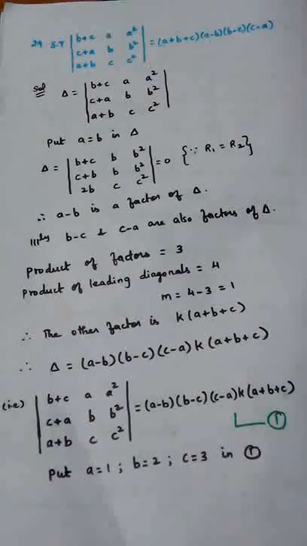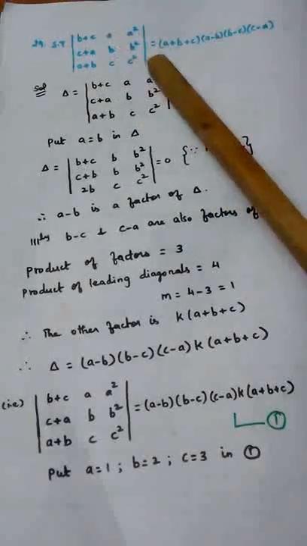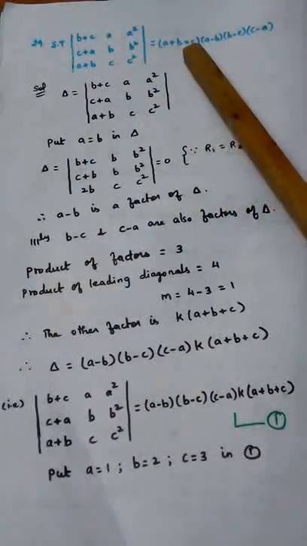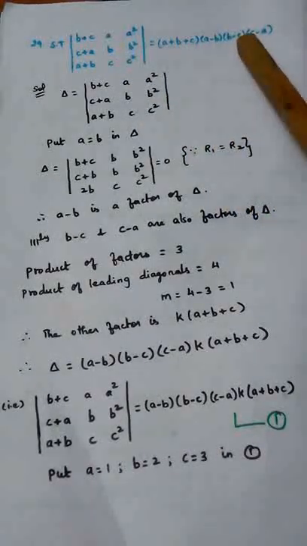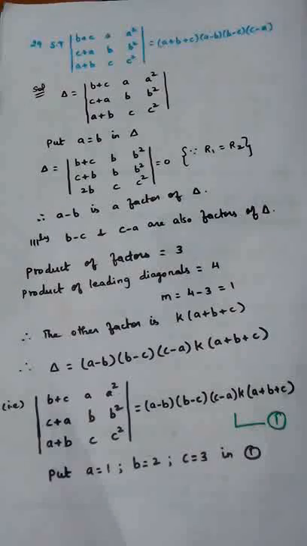Problem number 29. Show that this determinant value is equal to A plus B plus C into A minus B, B minus C, C minus A. So same thing, we are seeing only the same type of problems. These are all important sums. You should first listen carefully. Just try to understand the steps that we are following in each and every sum.